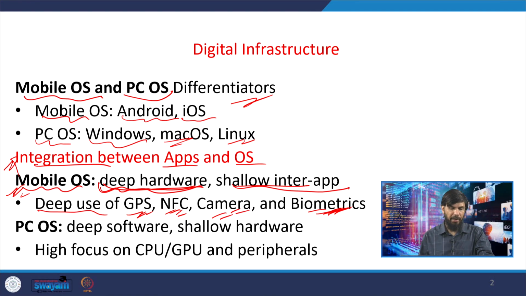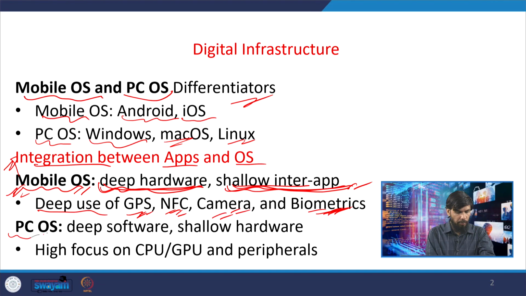Because of that, many apps would like access to the camera or biometrics for authentication, the camera for giving camera-based features, NFC for facilitating communication to nearby devices, and GPS for location and location-based services, right. So, smartphone apps need access to this hardware, and therefore deep hardware integration is observed in the mobile operating system. While there is shallow inter-app interaction, because there is also user data. The operating system would not like to allow leakage of data from one app to another app, and therefore only shallow interaction is possible in the mobile operating system.